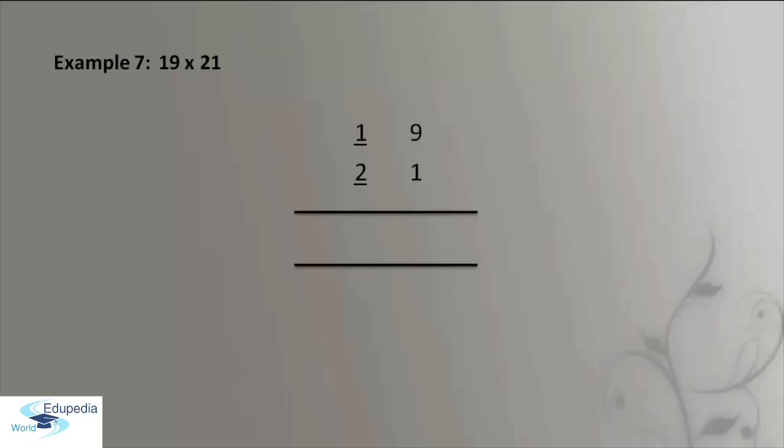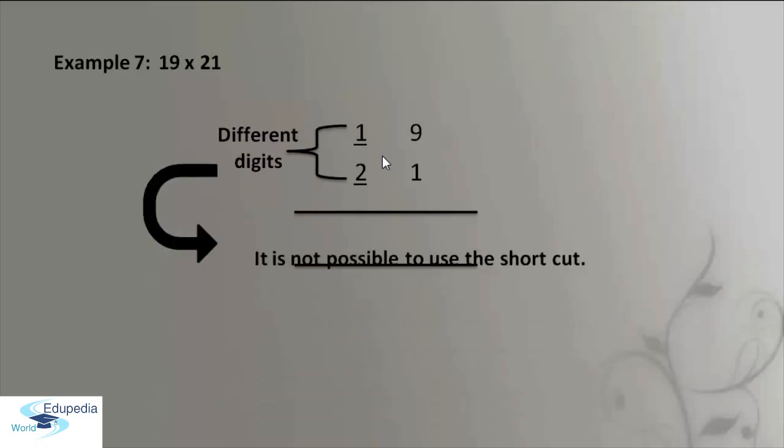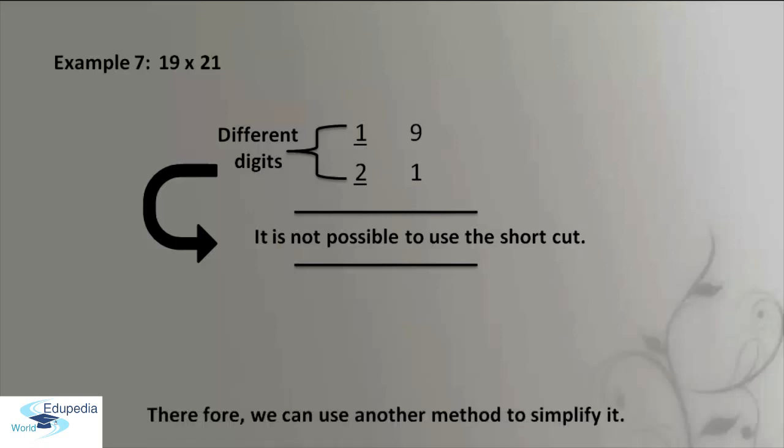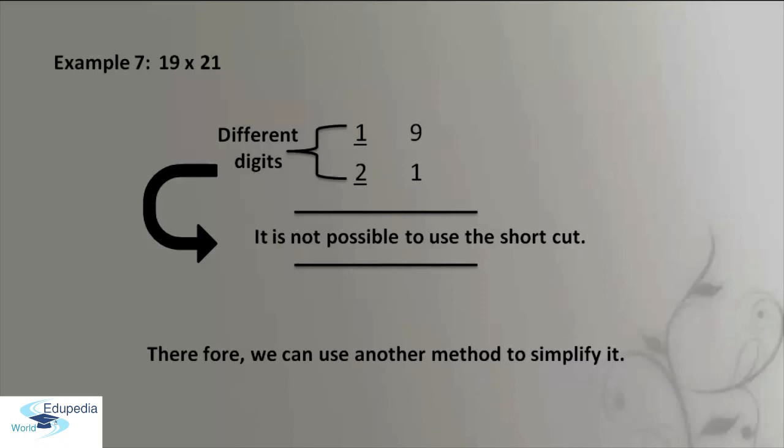Before using the shortcut, we have to check whether our conditions are satisfied. If you check the digits in the tens place, regarding condition number 1, these two numbers have different digits. Therefore we cannot use this shortcut to simplify it, because condition number 1 is not satisfied here. So we can use any other method to simplify it.